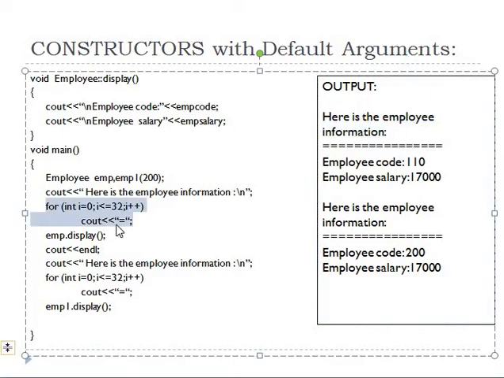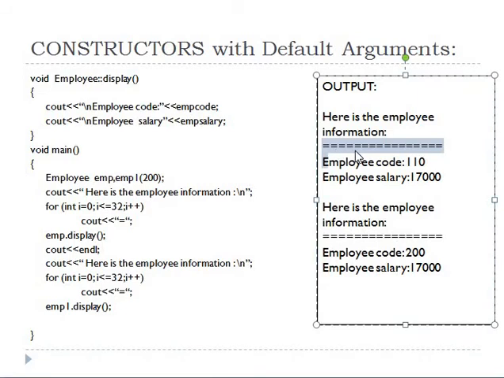Now in the next step, it tries to print the equality operator 33 times, because when the value of I starts from 0 and ends at I less than or equal to 32, the value of I will range from 0 to 32. So that is 33 times. So 33 times it is going to print this equality operator into the output. So here it is, the equality operator printed 33 times in the output.